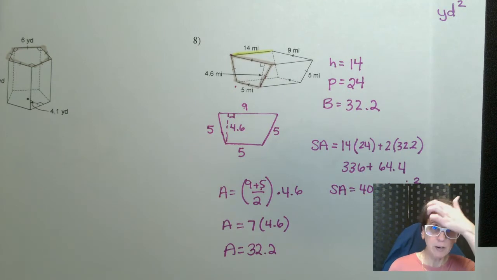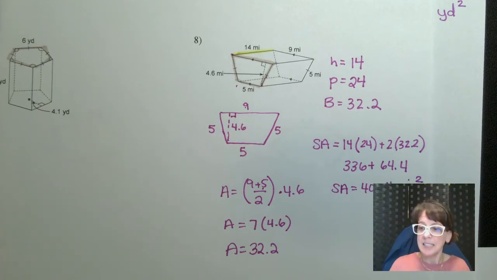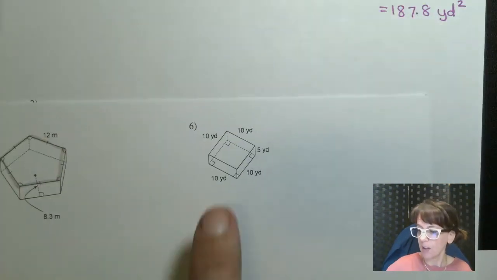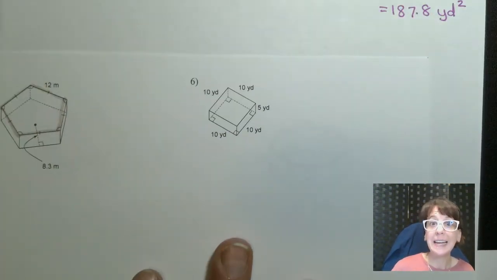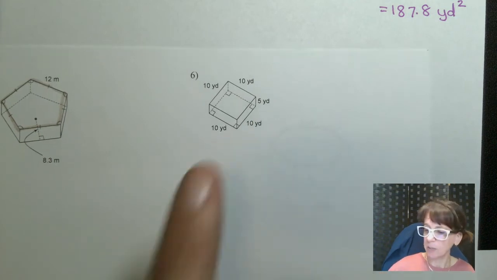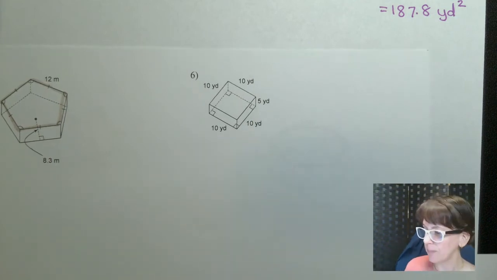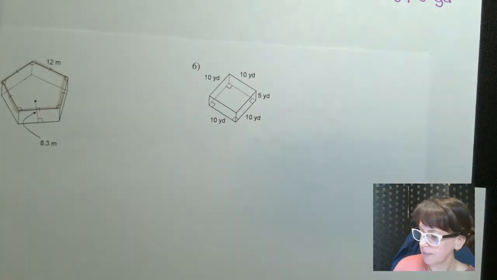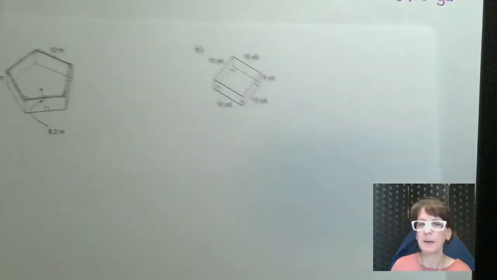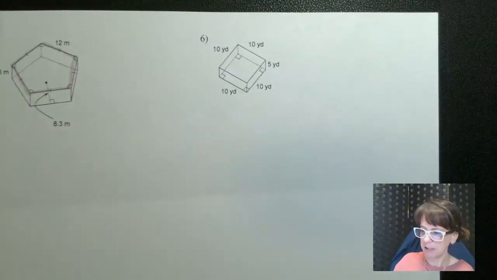So be very careful when you are trying to find the perimeter or the surface area of these figures. Now, with that said, let's take a look at one of these, which is a rectangular prism. A rectangular prism, we've got the same idea here.